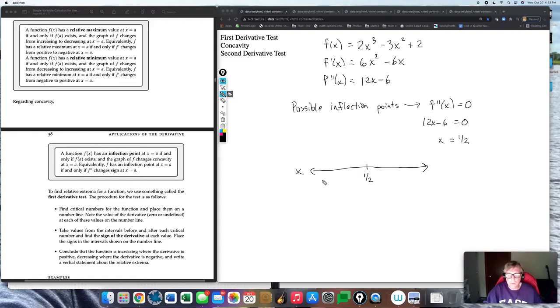So what am I going to do? I'm going to do the same math that I did before, but I'm going to plug numbers into f double prime and make some conclusions about the graph of f. We could have used some pretty easy numbers like 0 and 1, right? By the way, the second derivative value is 0 at this point.